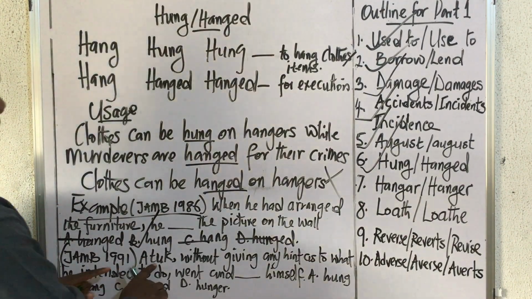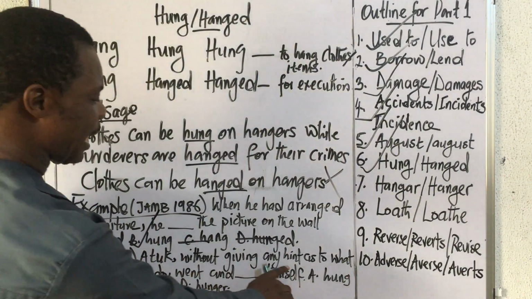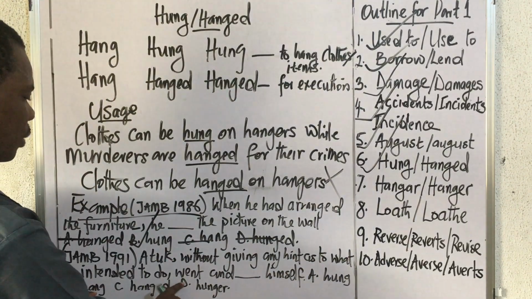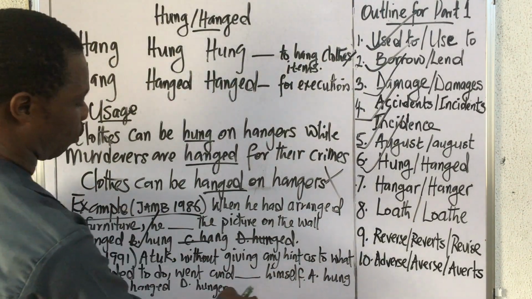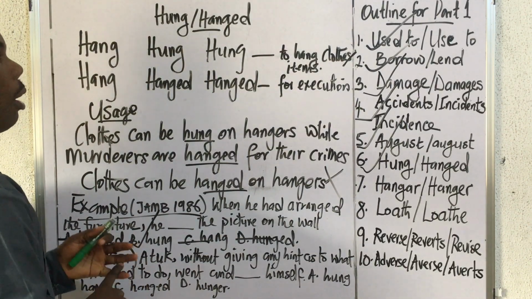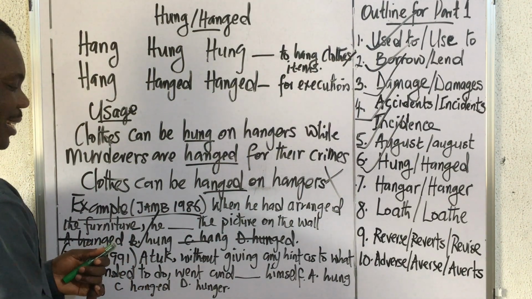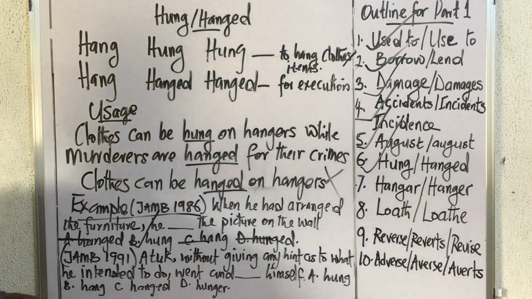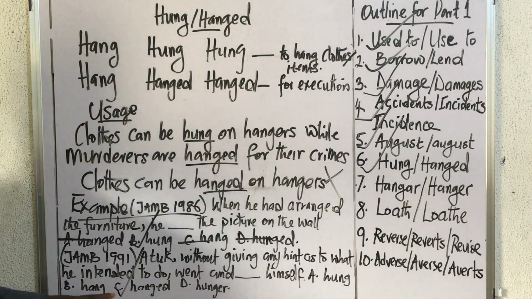JAMB 1991: Etuk, without giving any hint as to what he intended to do, went and hanged himself. This is a case of someone killing himself. So is it going to be hung or hanged? It is hanged. So just look for the option hanged. C.